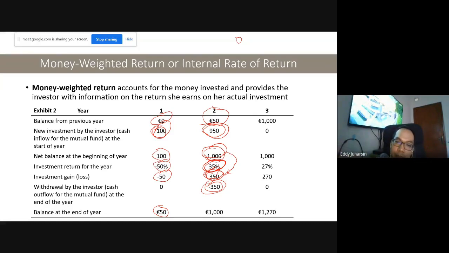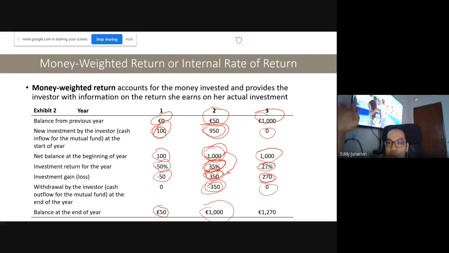So what is the remaining money at the end of year two? It is 1,000, right? So we start year 3 with 1,000. No new investment at the end of year 2. And this year, for example, we earn 270 or 27%. No withdrawal this year. So the end amount of money at year 3 is 1,270 euros.